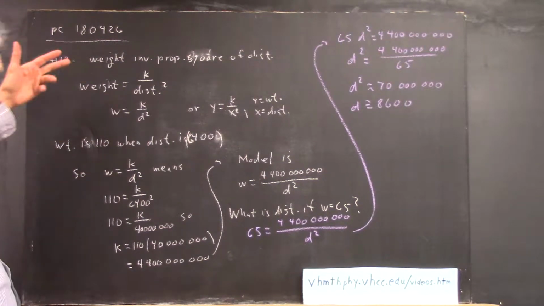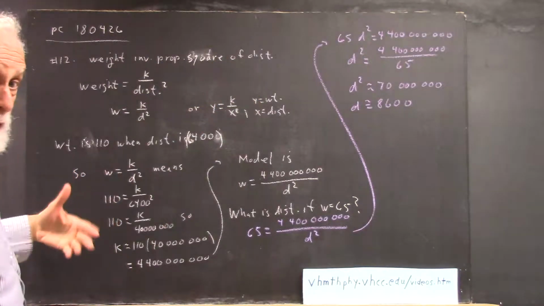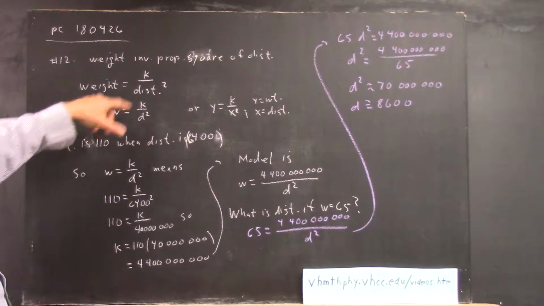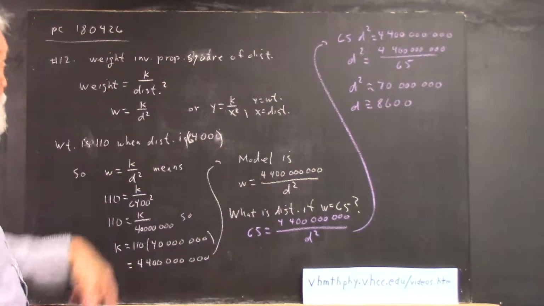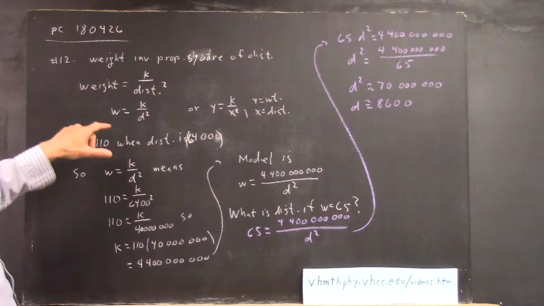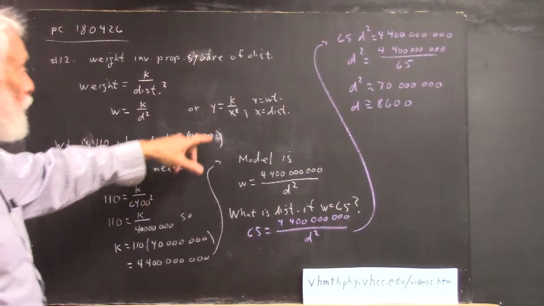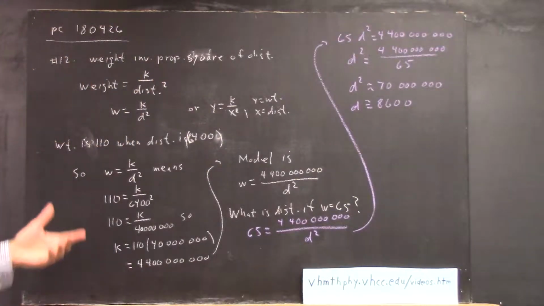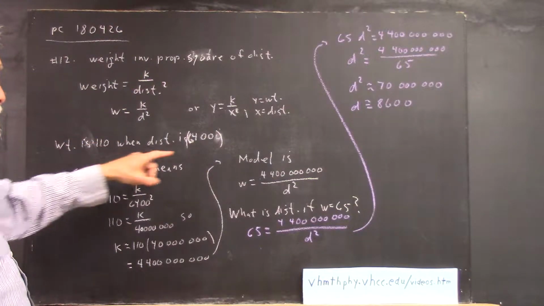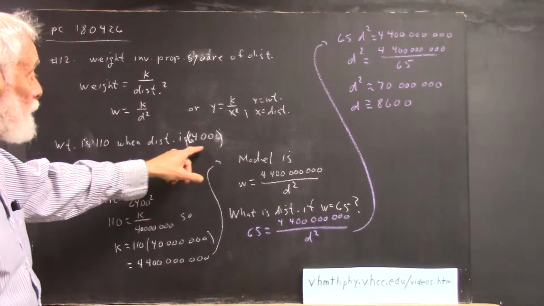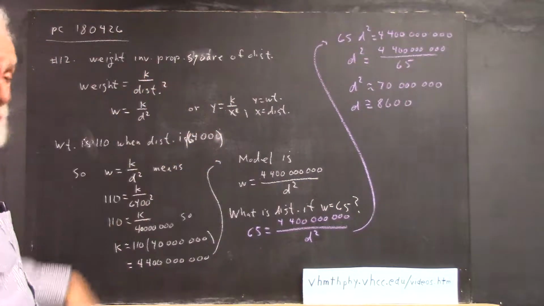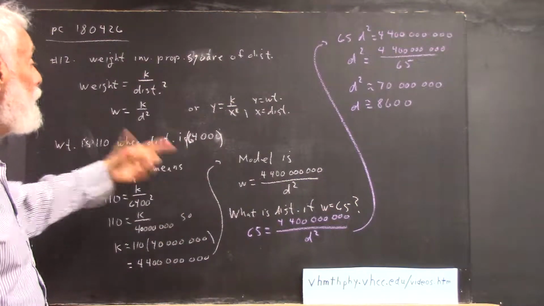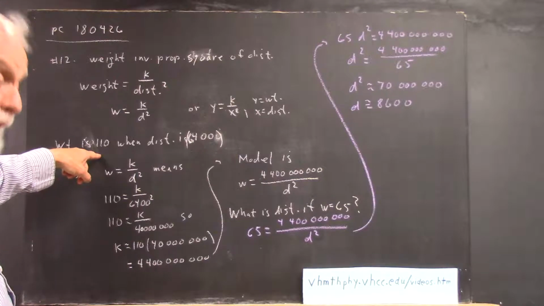Okay, our model, we have weight inversely proportional to the square of the distance from the center of the earth, and that gives us weight equals k over distance squared, the form of our function. W equals k over d squared, or y equals k over x squared, where y is weight, x is distance. If weight is 110 when the distance is 6,400, now 6,400 kilometers in the context of this problem is the radius of the earth, so this would be the weight of this person on the surface of the earth. It would be 110 pounds.